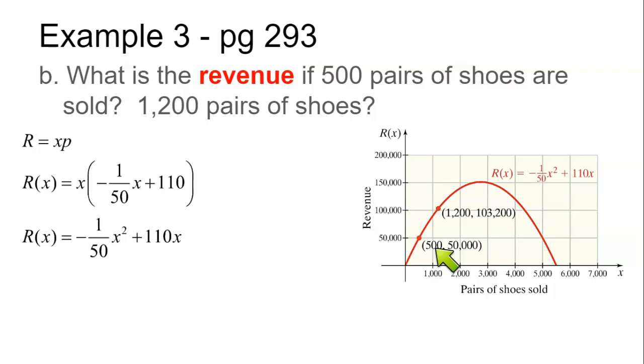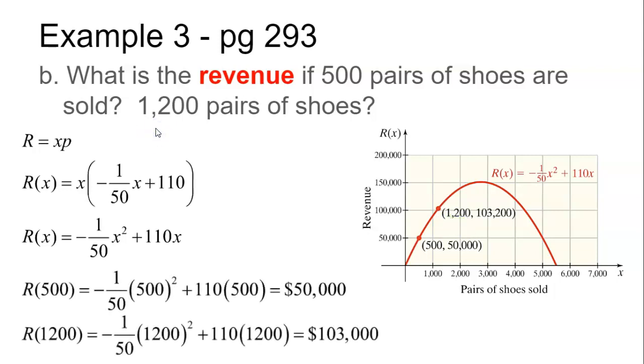That's at $100 each, and it's $103,200 if we sell 1,200 pairs of shoes at $86 each. And so we can evaluate that, just substituting the numbers.